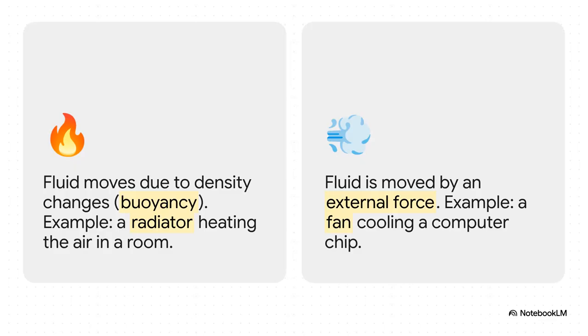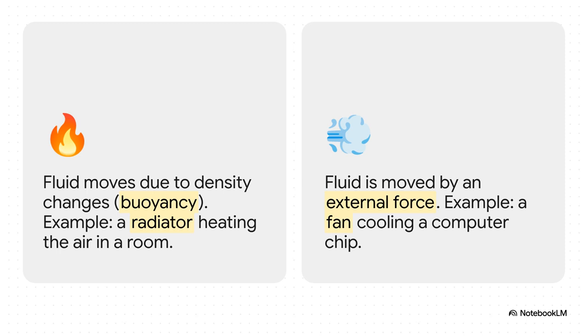And convection really comes in 2 main flavors. You've got natural convection, which just happens. Think of a radiator in a room. The air it heats becomes less dense and rises. Cooler, denser air sinks to take its place. Boom, you've got a current. Then there's forced convection.